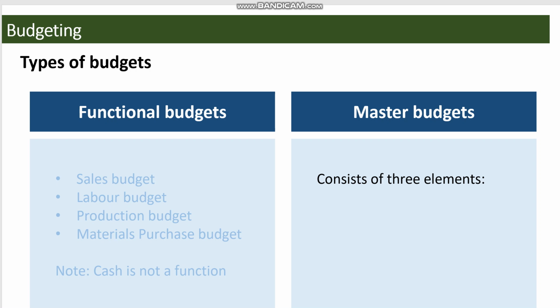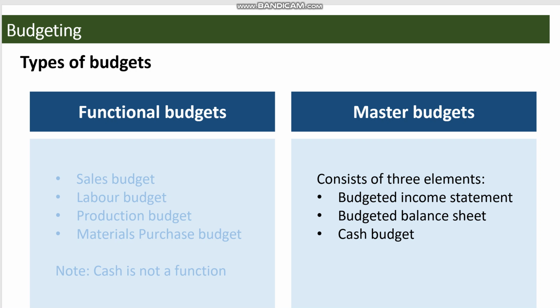Master budgets simply reflect the summary or consolidation of all functional budgets. So when we consolidate the results of all functional budgets, it gives us master budgets, which is converted into three main elements. So the master budget elements include budgeted income statement, budgeted balance sheet, and the cash budget. Some people call it cash flow budget, but it can be the same thing.